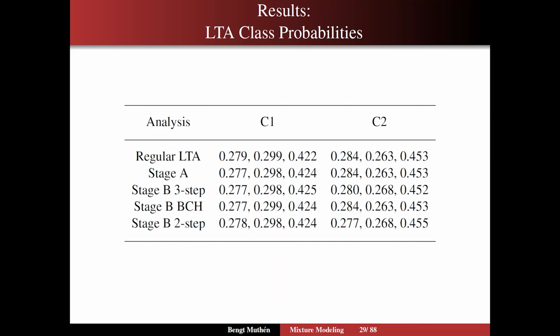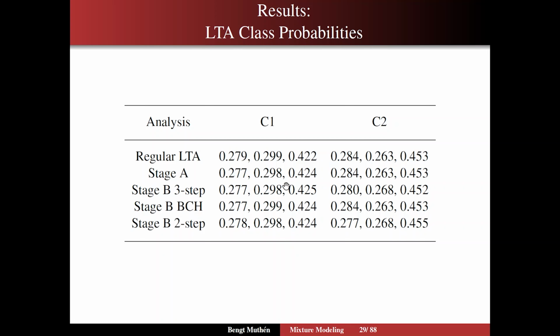Slide 29 gives the latent transition analysis class probabilities for the different approaches. As a comparison, we also give the class probabilities for the regular LTA, and we can compare that to stage A of the multi-step approach. And to remind you, the regular LTA does allow for C2 on C1 regression, whereas stage A of the multi-step approach does not. And you see that in this case, the differences are very small between those two approaches.